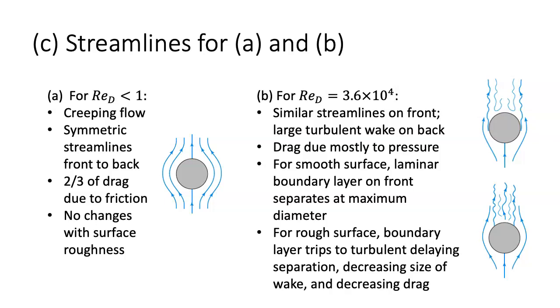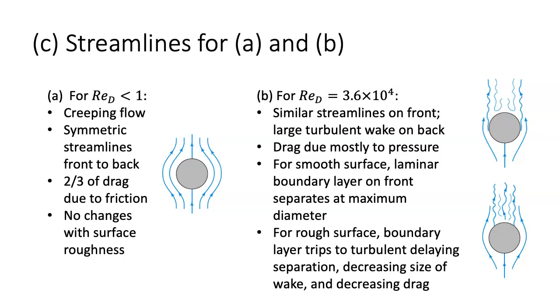Second, for part B, at a moderately high Reynolds number, for a smooth surface, a laminar boundary layer forms and then grows along the front side of the sphere. The boundary layer then separates from the surface of the sphere at approximately the midpoint, resulting in a wide, turbulent wake with about the same diameter as the sphere. Thus, as indicated earlier, the total drag is dominated by the pressure drag.